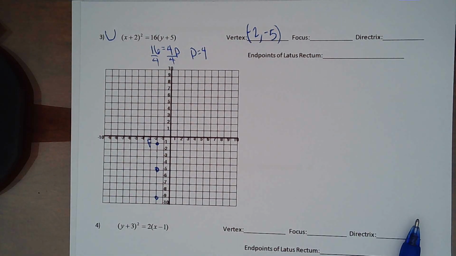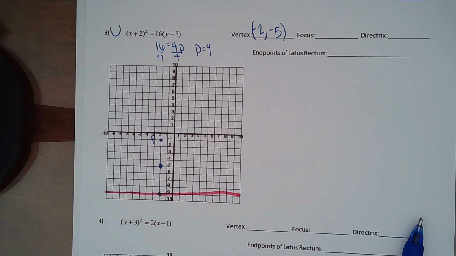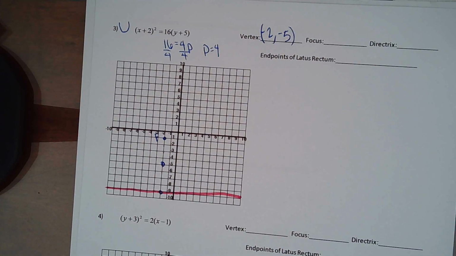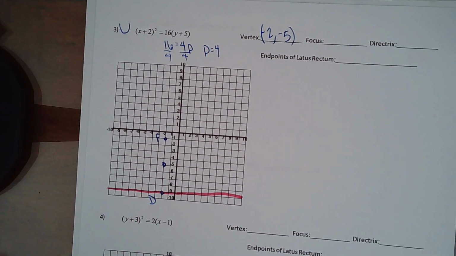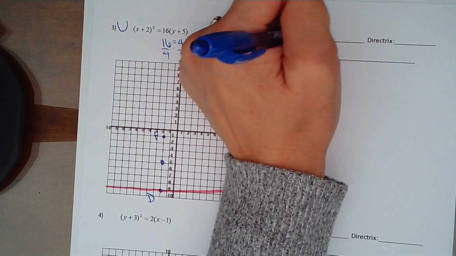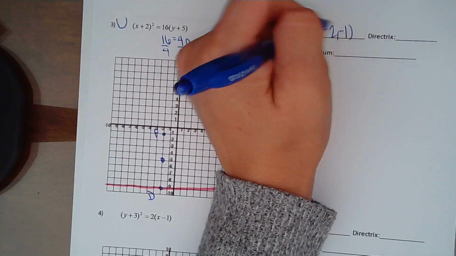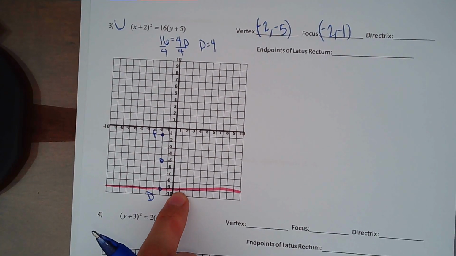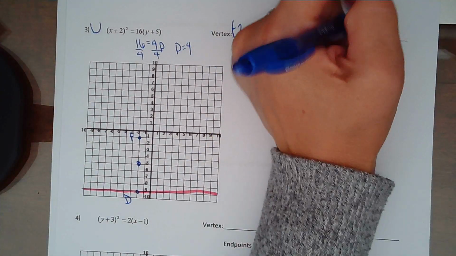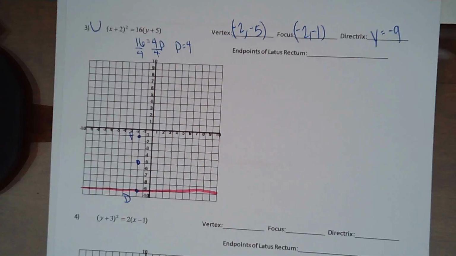All right, so here's my directrix. And then there's my focus. So my focus is -2, -1. And my directrix, it crosses through the y-axis this time. So it is y equals -9.